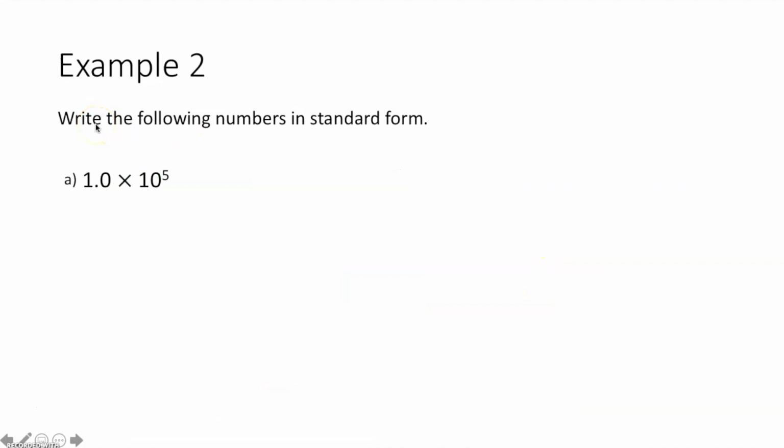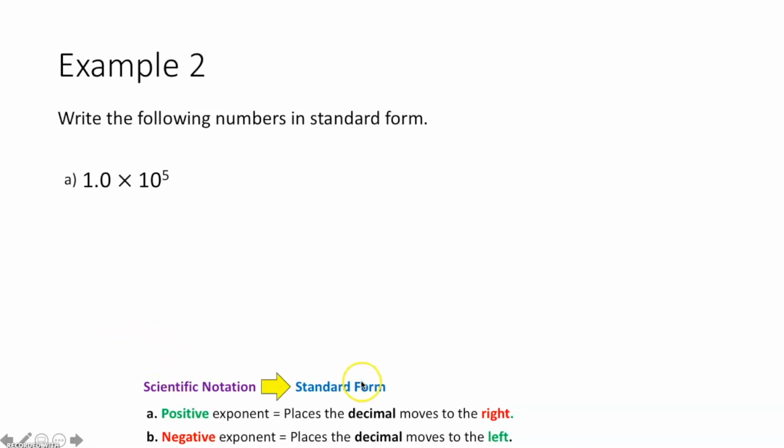Example 2, we're going to do the opposite this time. We're going to go from scientific notation and put it into standard form. Now remember, going from scientific notation to standard form, this should be the easy one. If you have a positive exponent, what you're going to do is take the decimal and move it that many places to the right. If your exponent is negative, you take your decimal and you move it that many places to the left.